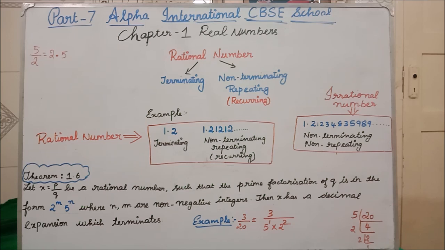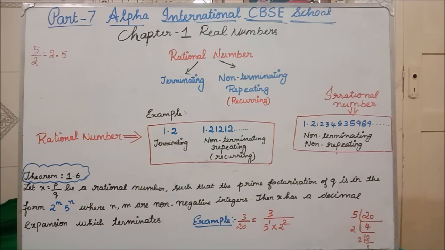Students, now in part 7 video, chapter 1 real numbers, we are going to see exercise 1.4. With this exercise 1.4, our chapter 1 is completed. Before entering into exercise 1.4, we have to know some introduction first. In this exercise we are going to learn two terms: the first is terminating and the second is non-terminating. Let us see what is terminating and what is non-terminating.